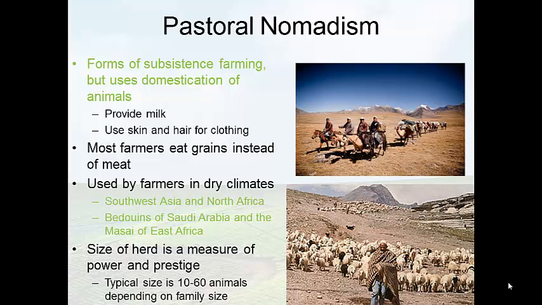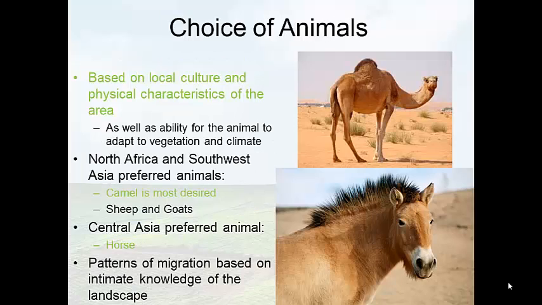Two groups that are popular are the Bedouins of Saudi Arabia and the Maasai of East Africa that you might be familiar with. What's interesting in pastoral nomadism is the size of the herd is a measure of power and prestige. Now, typically a family, again, depending on their size, would have animals ranging from 10 to even 60. It just depends.